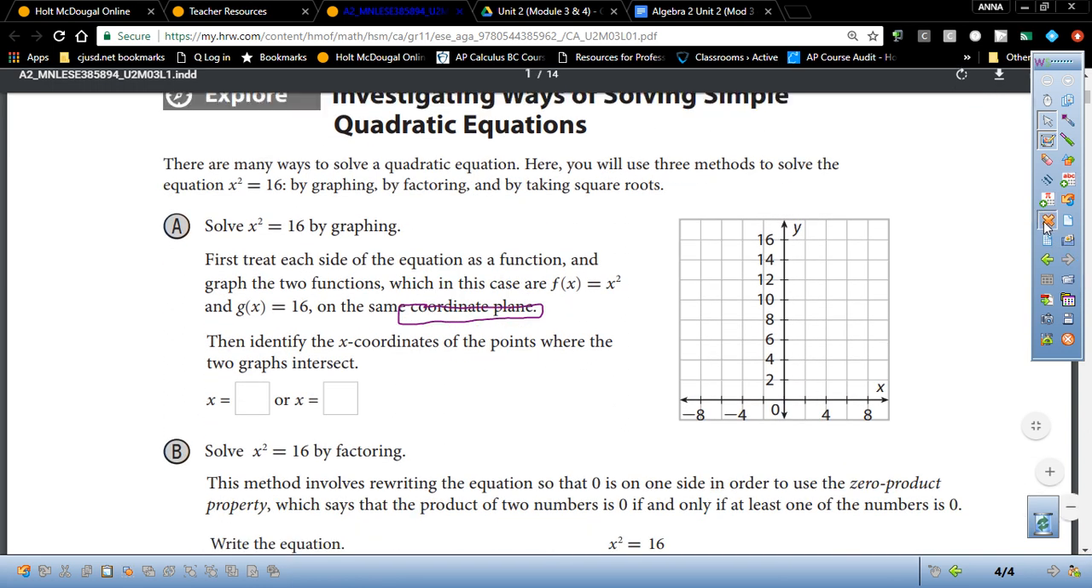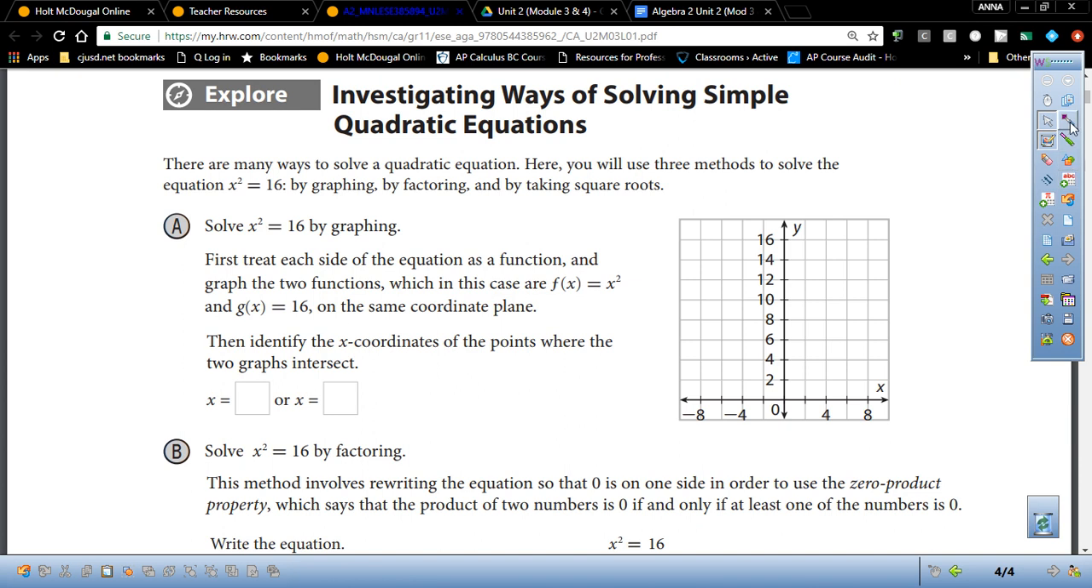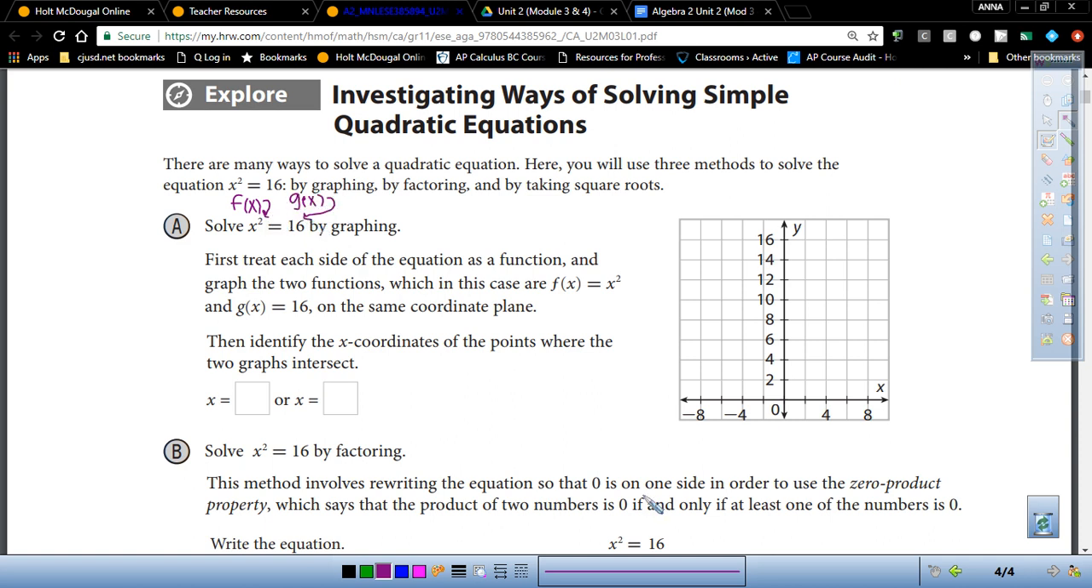The first way to solve a quadratic equation is by graphing. If I'm graphing, I treat my two sides of my equation as separate functions. So I call the left side f of x, and I'm going to call the right side g of x. Okay, and I'm going to graph each of them and see where they intersect. So the graph of g of x equals 16 is just a horizontal line through 16.